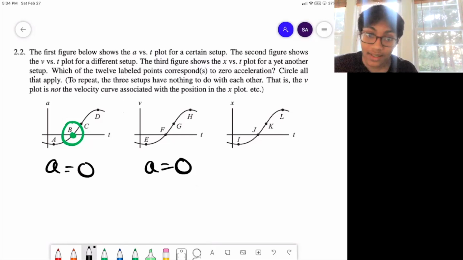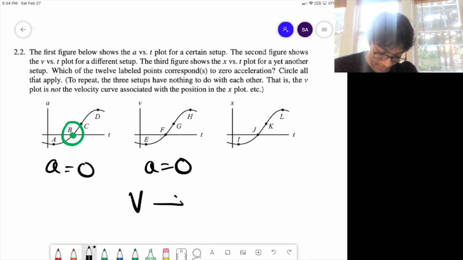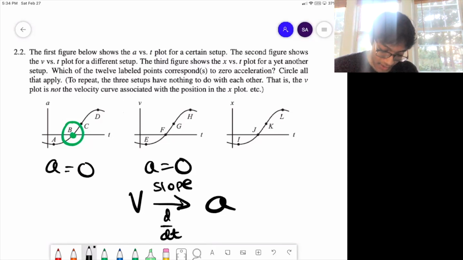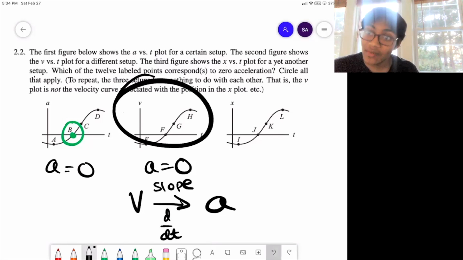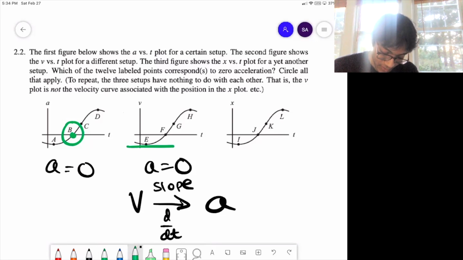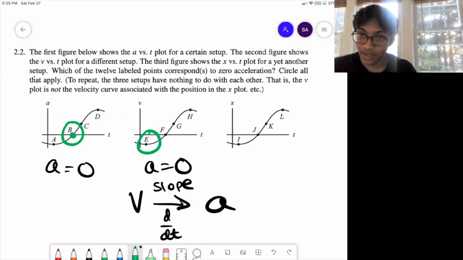Well, yes, we can. We can find where acceleration is zero on a VT graph by using the concept of the derivative. Remember, the velocity goes to the acceleration when you take the derivative with respect to time. And so taking the derivative is the same as taking the slope. So to find where my acceleration is zero on this graph, I have to see where the slope is zero. So let's try it out. Is the slope zero here? Looks like it. So E is a point of zero acceleration.